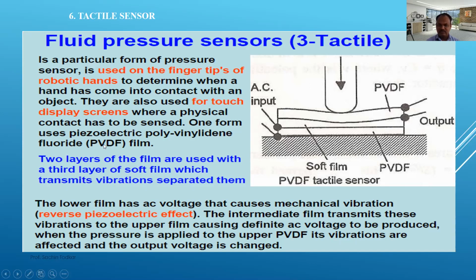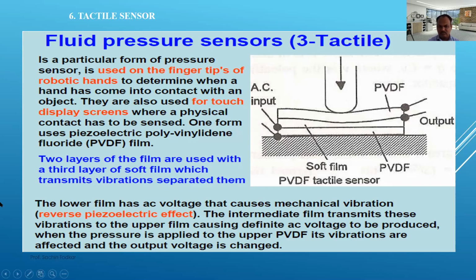the reading on that particular screen, where physical contact has to be sensed. In these cases, you can sense the physical contact of those two bodies. One form uses piezoelectric polyvinylidene fluoride (PVDF) film, or you can say in your mobiles also there is a sensor which is called an inductive sensor. That kind of thing we can use in fluid pressure sensing.